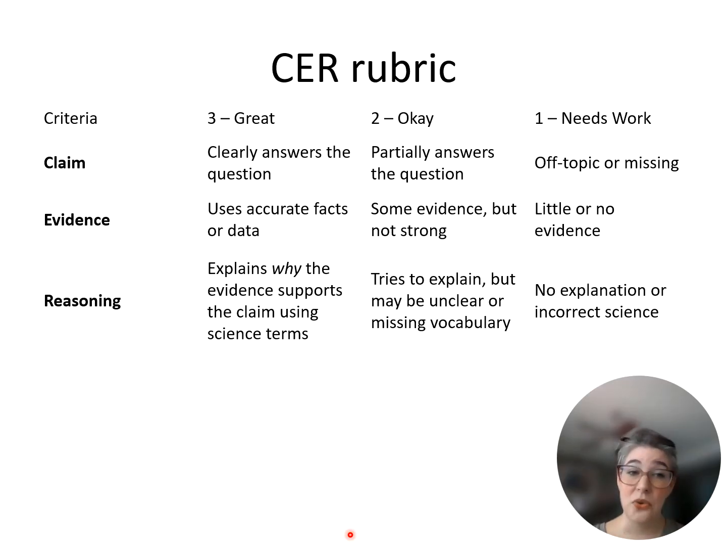I'm going to look at your claim, evidence, and reasoning. For a great score, I want you to explain why the evidence supports the claim, and I want to see science terms. For your evidence, I want you to use accurate facts and data. Don't give me something from ChatGPT because it's not always accurate. And your claim, I want you to answer the question. I gave you a guiding question. You can adjust the guiding question if you think that's going to be something that you need to do, by all means, but you have to include your changed question if you go off script from mine.